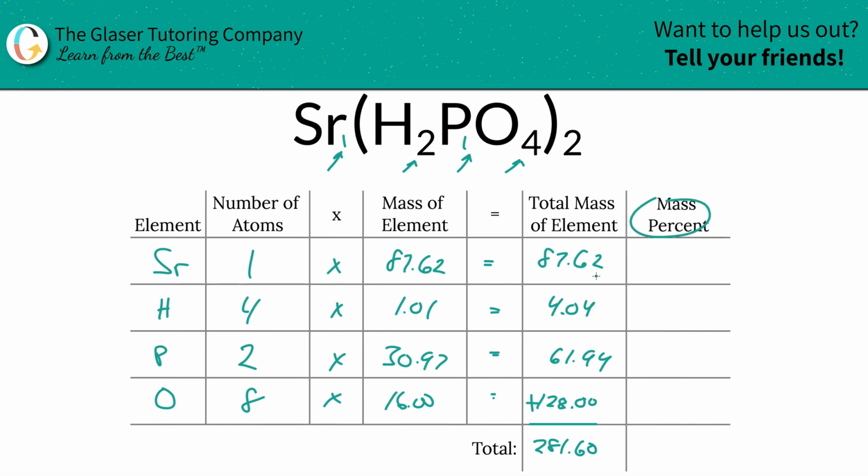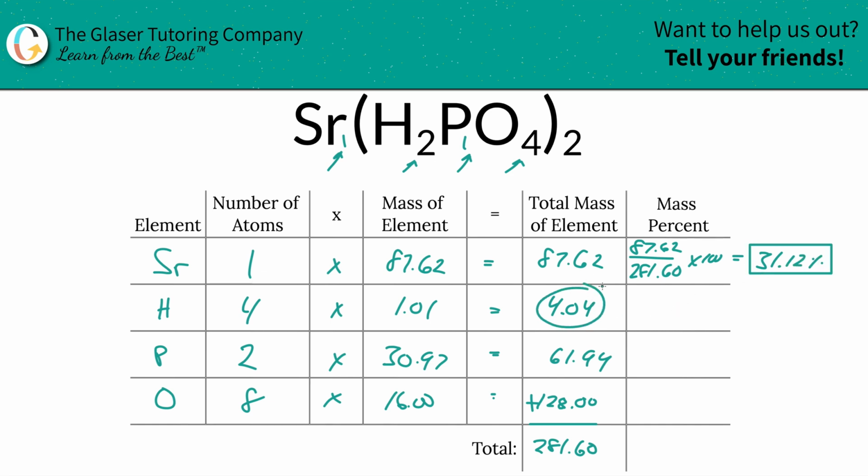So to find the mass percent of strontium, we're simply going to take the total mass of that strontium, 87.62 units of mass, and divide it by the total mass of that entire compound. That's why we had to do that first. And then multiply that by 100. Don't worry about the units because the units are going to cancel. So this is 31.12%. All right, so that's the percentage for strontium.